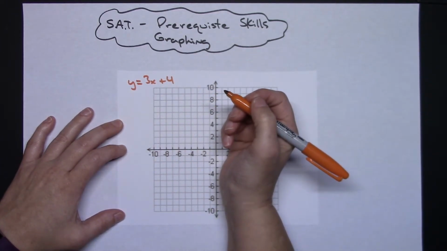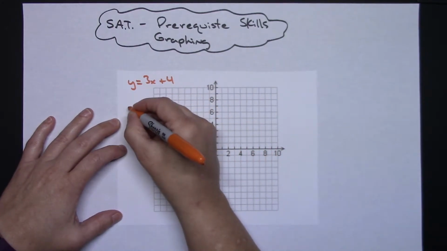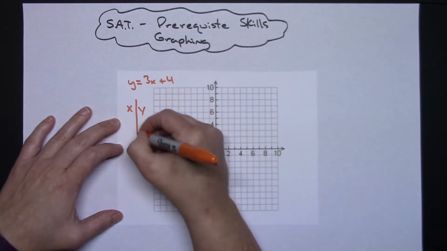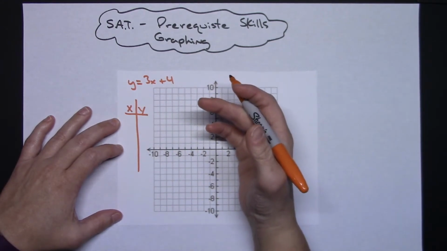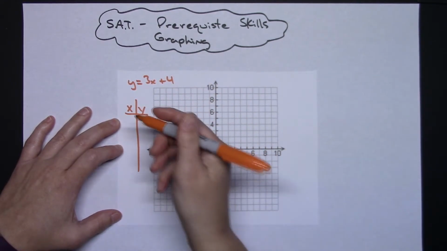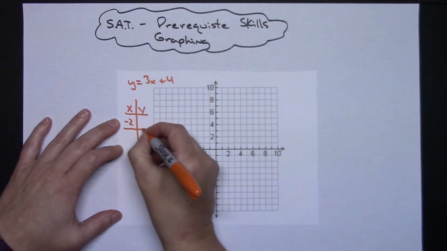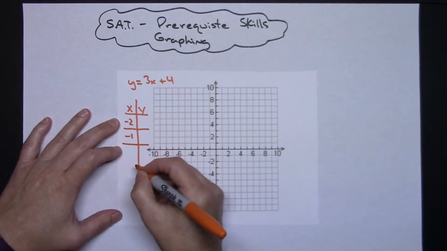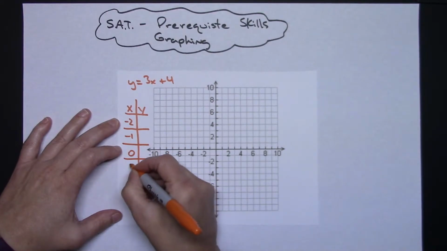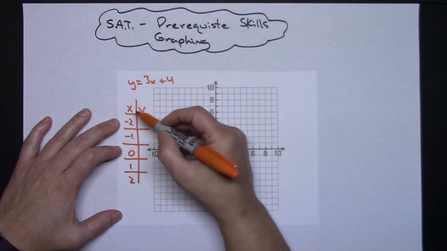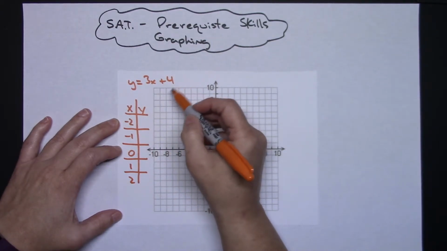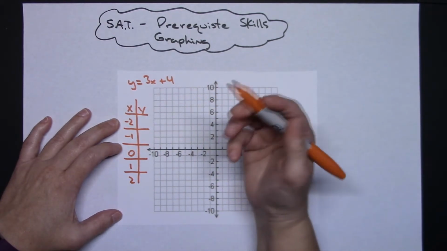If you did not know how to shortcut graph this, then you would need to construct an XY table or a set of table of values. Usually in a table of values, I'll put a couple negative values, a 0, and then a couple positive numbers. So like maybe a -2, a -1, 0, 1, 2. These are my x values, plugging those values in and working it out gets you your y value, which would be an ordered pair.